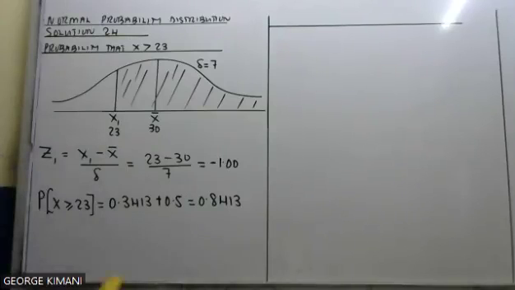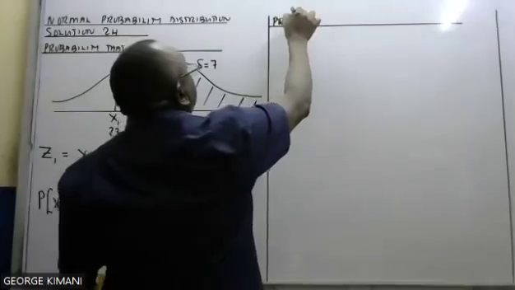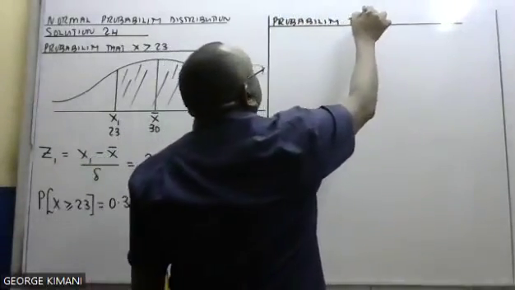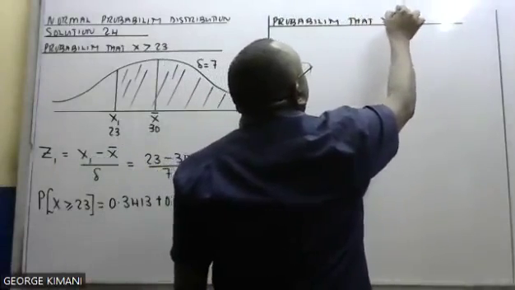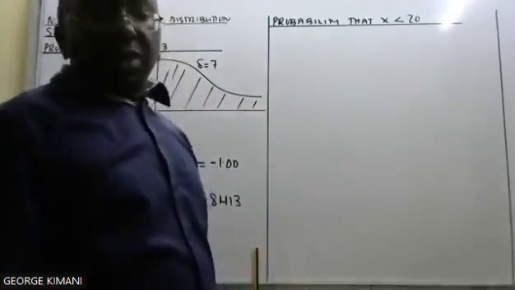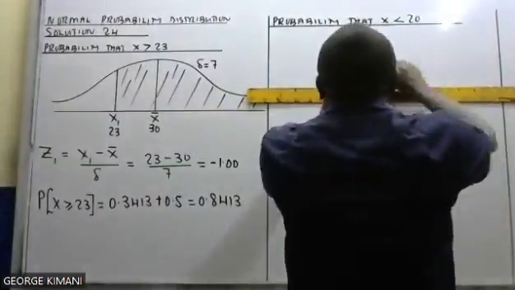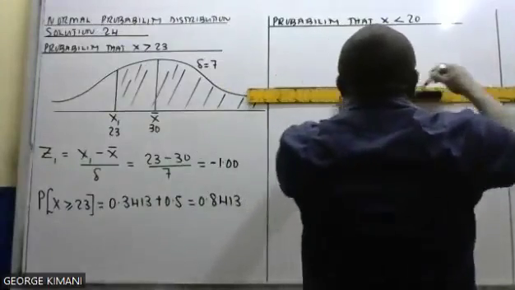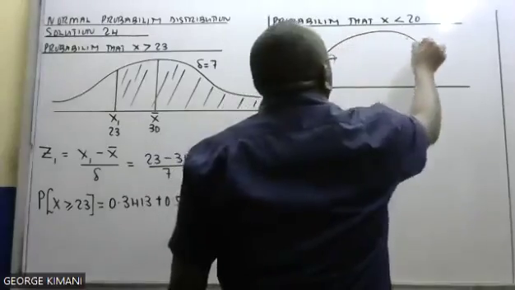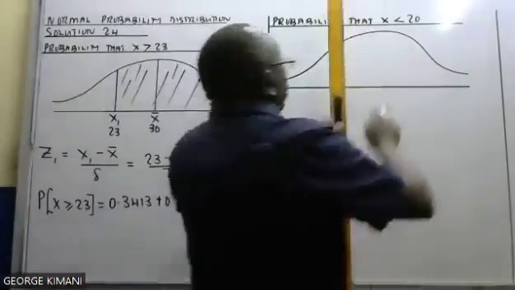That says x is less than 20. Probability that x is less than 20. So if x is less than 20, what you need to do is to come here and you draw your diagram as you show that way.